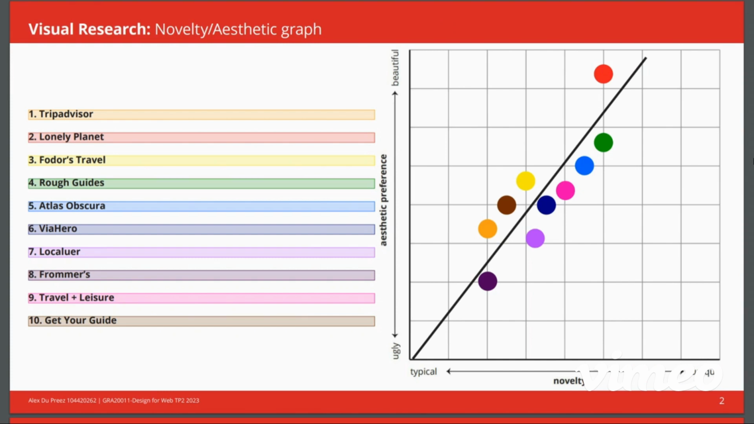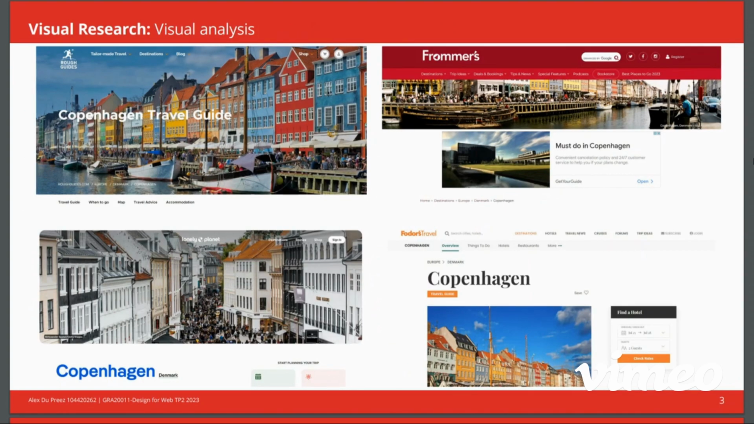I first started by looking at 10 competitor websites and completed 3 types of visual research. I first started with the novelty and aesthetic graph, from which I found a linear relationship where the websites that tended to be more beautiful were more unique in design. I then completed a visual analysis by first getting screenshots from 4 of the 10 competitor websites.